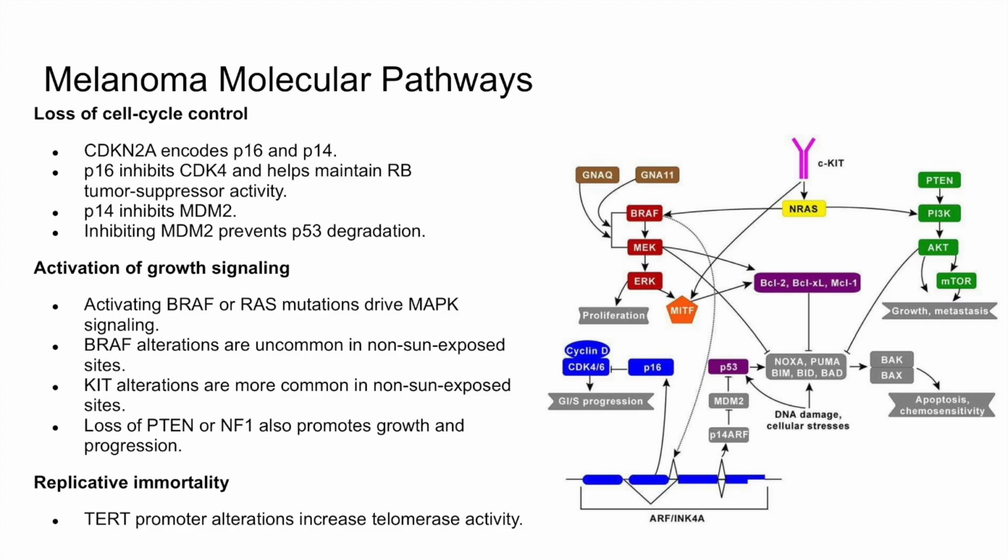Loss of NF1 also increases RAS signaling, while the loss of PTEN activates the PI3K, AKT, mTOR survival pathway. KIT alterations are more characteristic of subsets of acral, mucosal, and chronically sun-damaged melanomas, while GNAQ or GNAQ and GNA11 are strongly associated with uveal melanoma. Finally, TERT promoter alterations increase telomerase activity, helping malignant cells achieve replicative immortality.